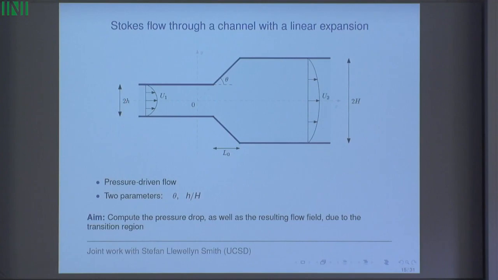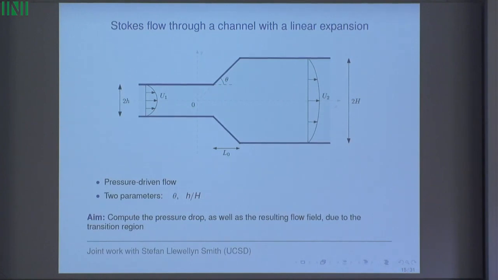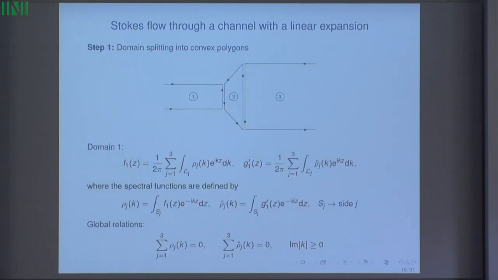Okay. So this is a polygonal domain, so we can use our transform methods. But this is a non-convex polygon. So to apply the methods, we need to split the domain into convex polygons. So we have 1, 2, and 3: 2 semi-strips, and then this 4-sided polygon.